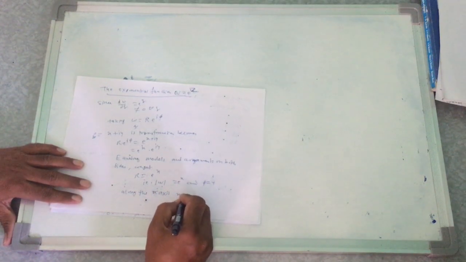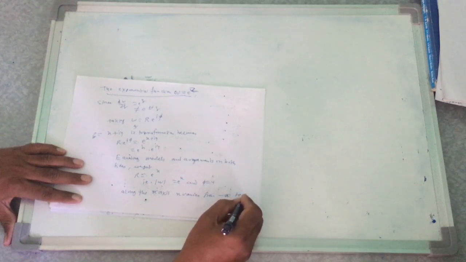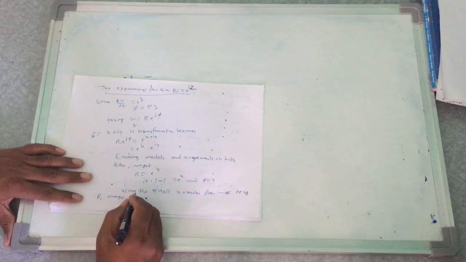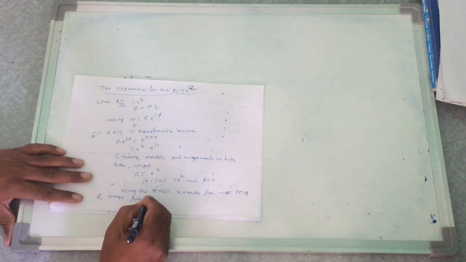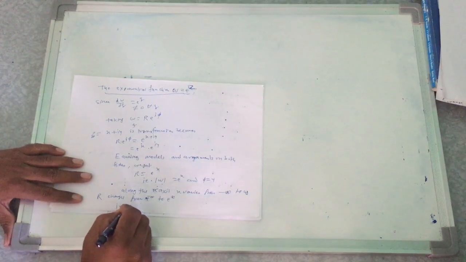Along the x-axis, x varies from minus infinity to infinity, so r changes from e^(-∞) to e^(∞), that is 0 to infinity. So this is given.